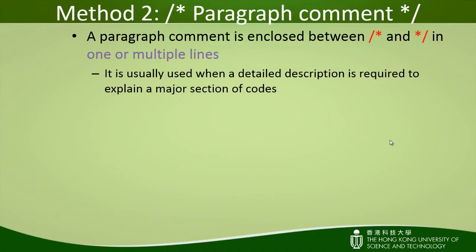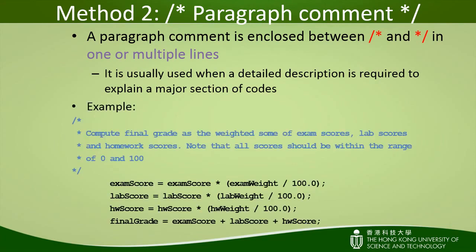A paragraph comment is enclosed between slash asterisk and asterisk slash in one or multiple lines. Everything between the delimiters would be treated as comments. It's usually used when a detailed description is required to explain a number of programming statements. For example, the following comments will be provided for the course grade program.